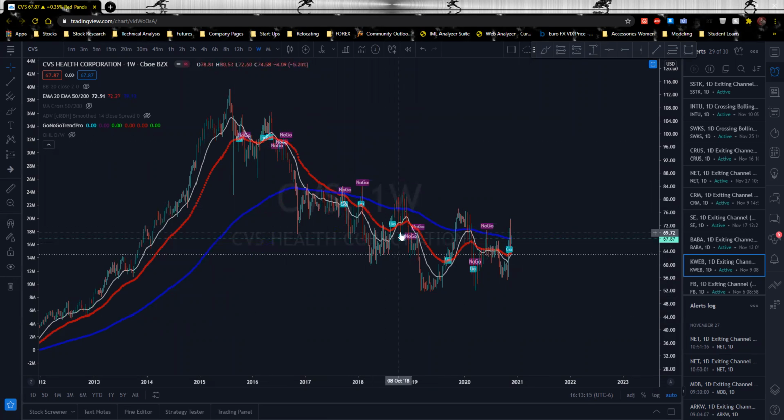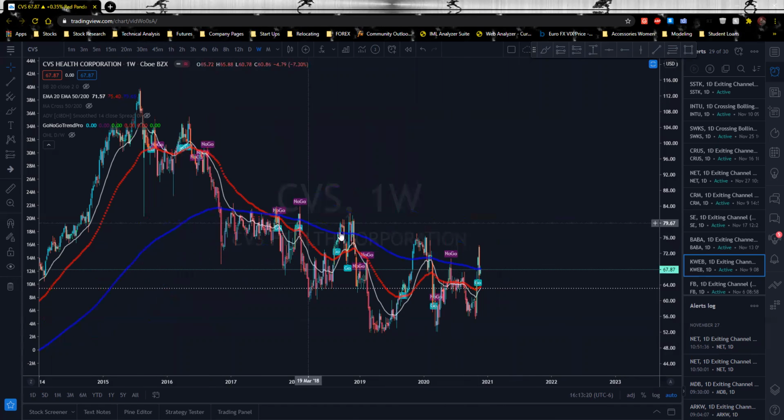The white line right here is your 20 MA. As we see here, the red line, which is the 50, is getting very close to the 200. This close as it gets means that CVS might be getting closer to a breakout on a rally run. I mean, it's about to get ready to be a bull. That's what we can only assume.